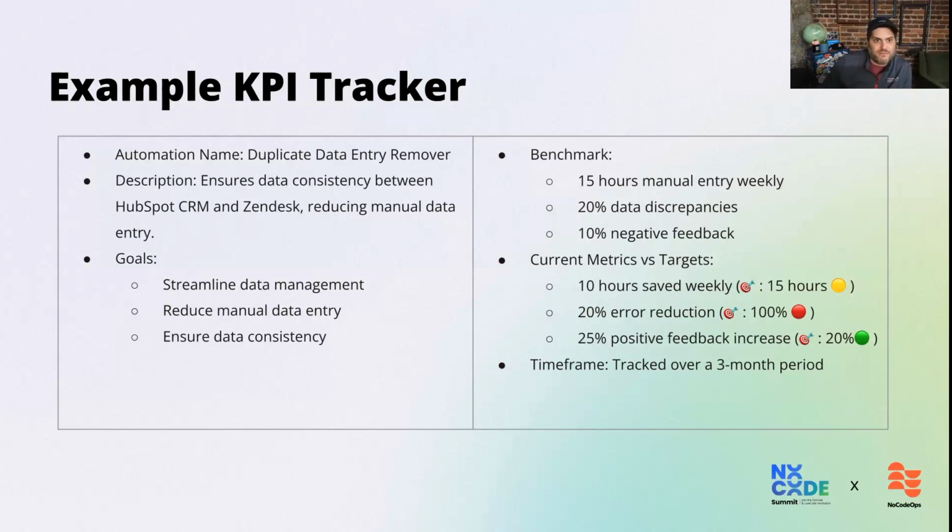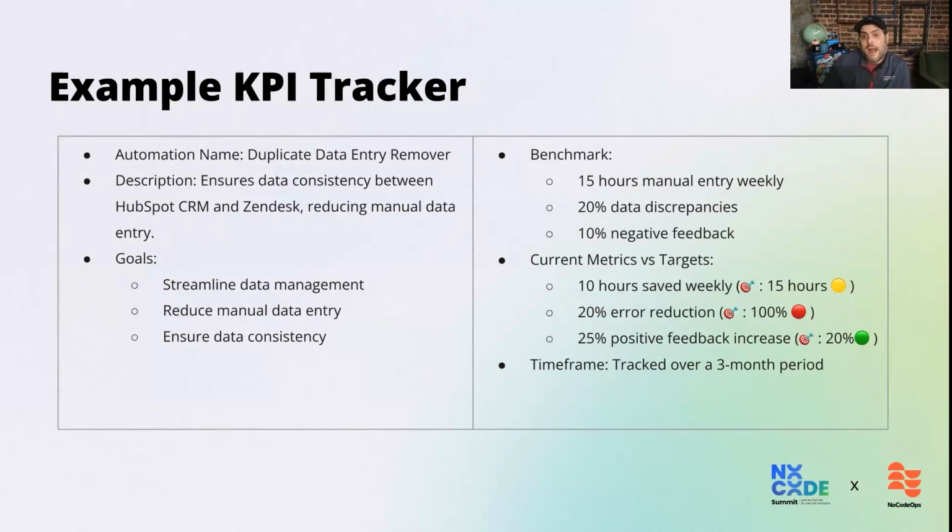I gave an example here of if you were to show leadership, saying, hey, the automation name here on this KPI tracker is duplicate data entry remover. Here's a description of it. Here are the goals for it: streamline data management, reduce manual data entry, ensure data consistency.